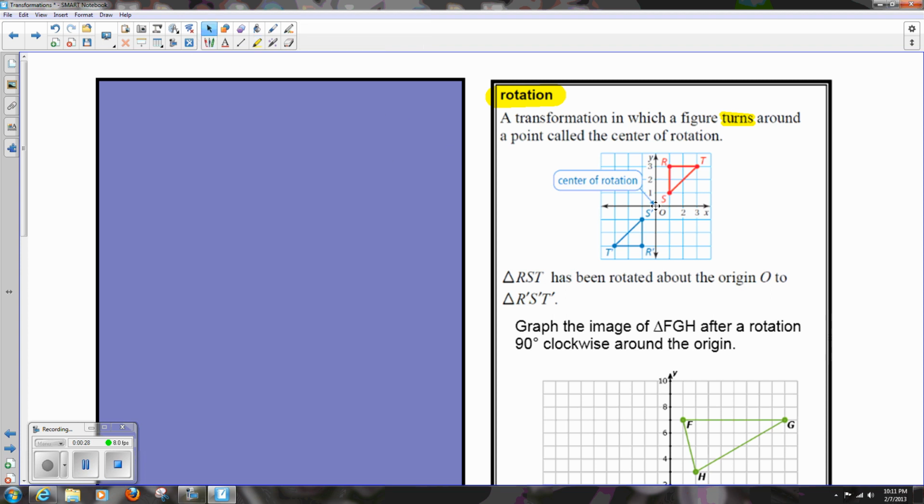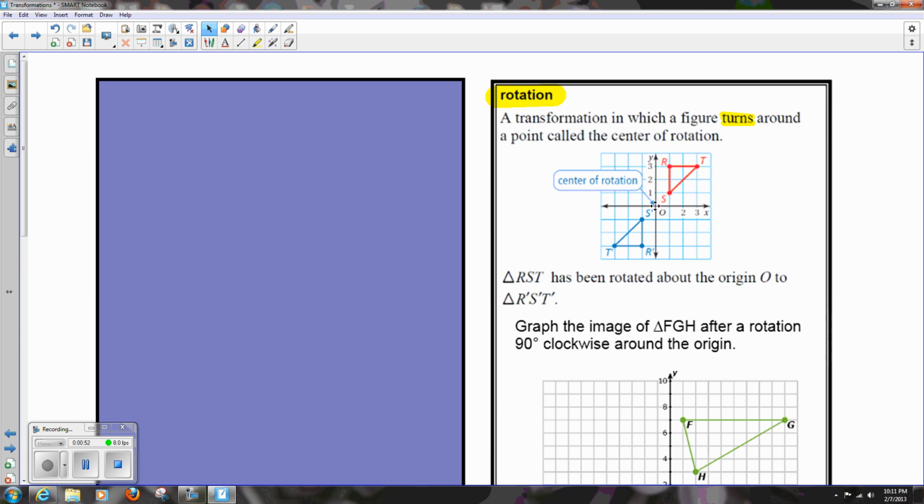In this example, they're using the origin, or the 0, 0 point of this coordinate grid, as the center of rotation. So what that basically means is if you could put a pin through that point, or put your finger very firmly on that point, and not let that part of the paper turn, but turn the rest of the paper around, that's the point that doesn't turn.